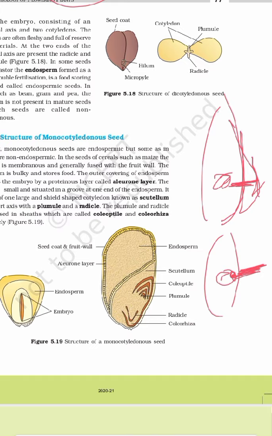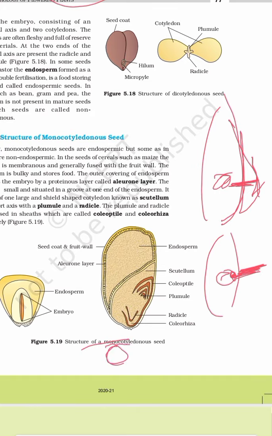Some seeds are ex-albuminous or non-albuminous, right? What is ex-albuminous or non-endospermic? They will consume the full endosperm. It means once you have put the seed inside, when the plant grows, this whole food will get consumed and destroyed. So that is non-endospermic.